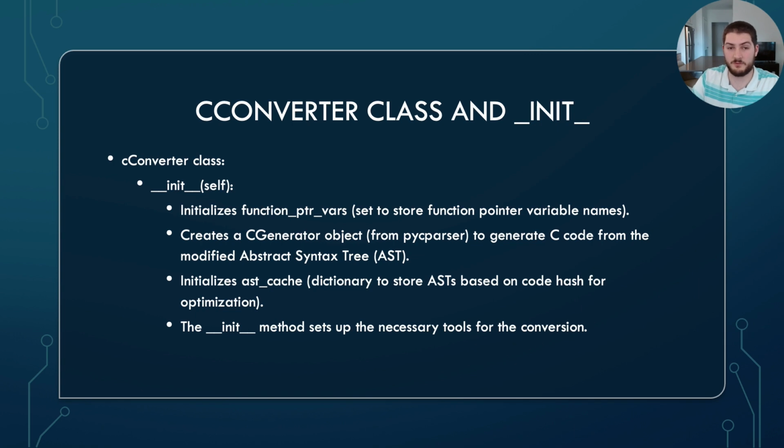The first of these is self.functionPointersVar. Function pointer var is a set. In this context, function pointer vars will be used to store the names of all the function pointer variables that our program identifies within the C code being analyzed.